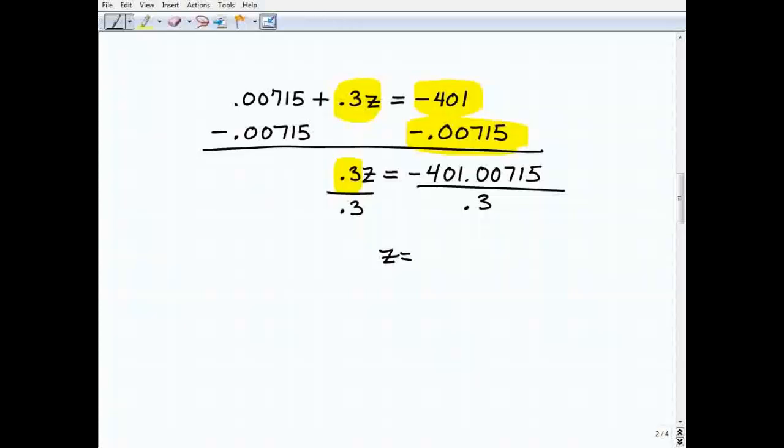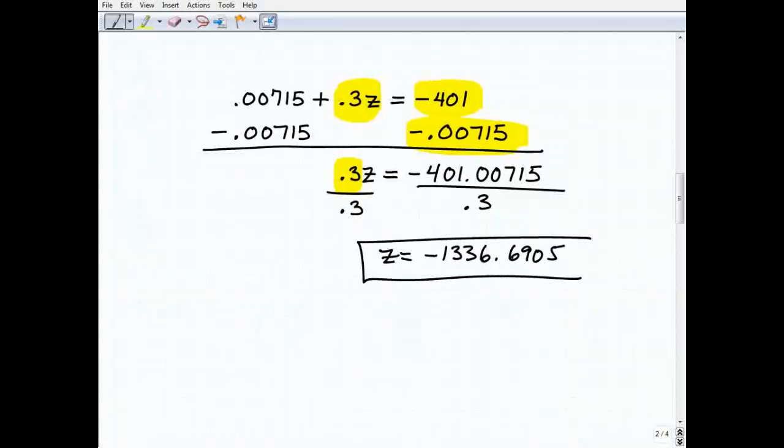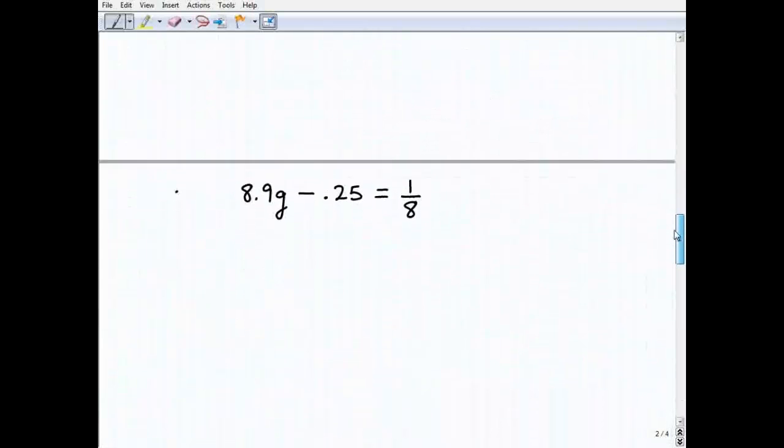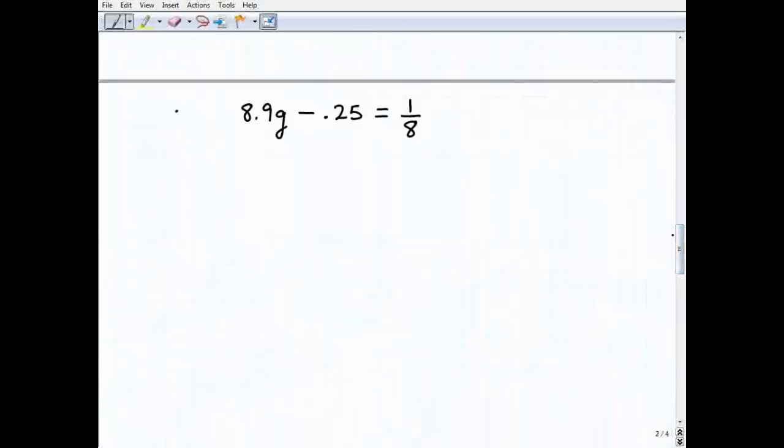All right, so let's get this solution. z equals negative 401.00715 divided by 0.3. Okay, so what do we got here? I'm getting negative, right? Because a negative divided by a positive is going to be negative. So that'll be negative 1336.6905 or so. Okay, so there is our solution. Hopefully this is all coming together for you. It takes a little more time than more basic equations because we have to use our calculator, but nevertheless, it should be pretty straightforward math for you guys out there.